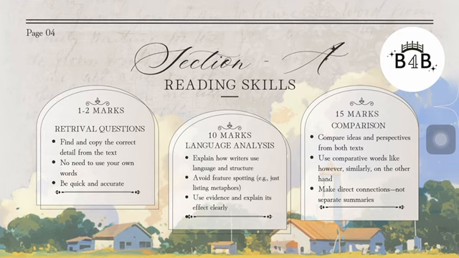Others will ask you to explain how the writer used language and structure to create effects. It is 10 marks. It tests your language analysis skills, and you have to explain how writers use language and structure. You have to avoid feature spotting, such as just saying the writer used metaphor, the writer used rhetoric, the writer used hyperbole. You have to use evidence and explain its effects clearly in the language analysis, 10 marks. And lastly, there is the comparison essay.